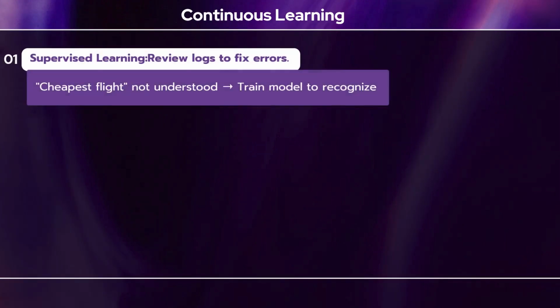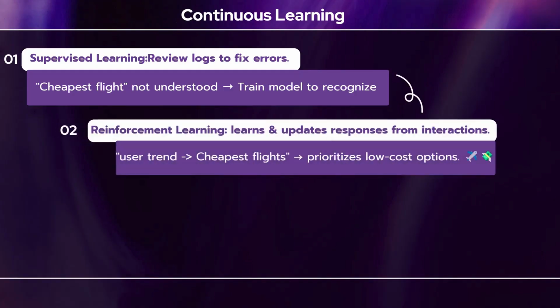To improve over time, chatbots rely on continuous learning. This involves three key techniques. First, supervised learning, where logs are reviewed to fix errors. If a chatbot fails to understand a phrase like cheapest flight, developers analyze logs and train the model to recognize it in the future. Next is reinforcement learning, where the chatbot learns from interactions. For example, if users frequently select low-cost flights, the chatbot adapts by prioritizing budget-friendly options.